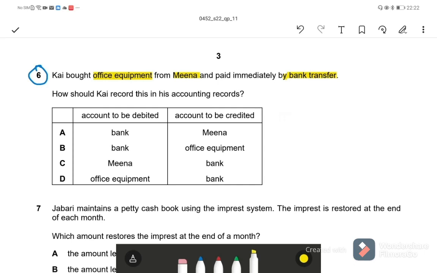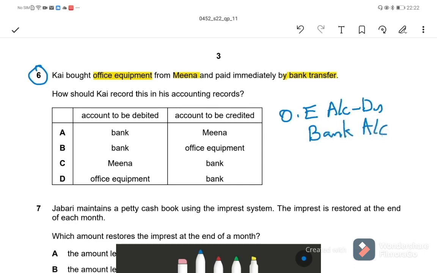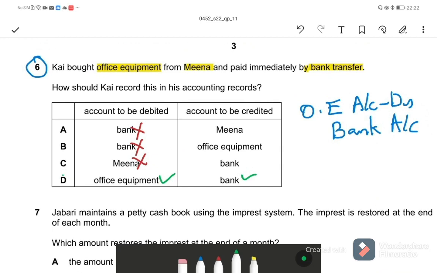Office equipment account is debited. Then the payment will be credited. Here the payment is done by bank, so bank account is credit. So the correct answer, here the options given: bank is debit, no. Bank debit, no. Meena account debit, no. Office equipment debit, bank is credit. Option D is the correct answer.